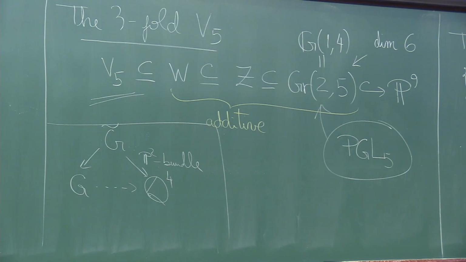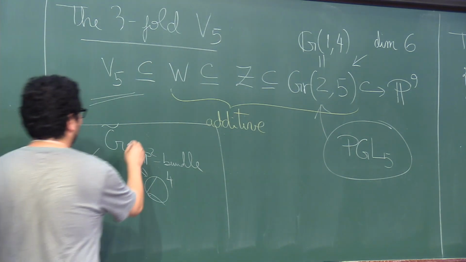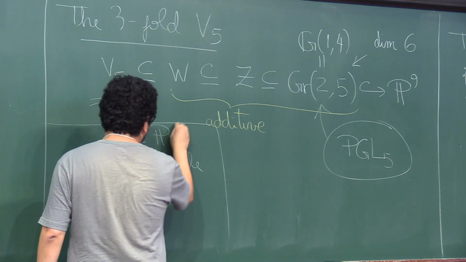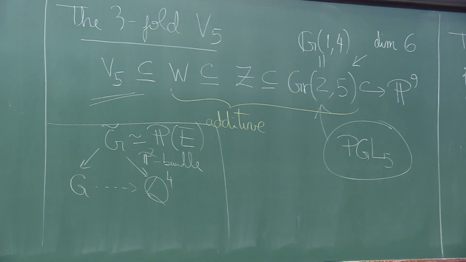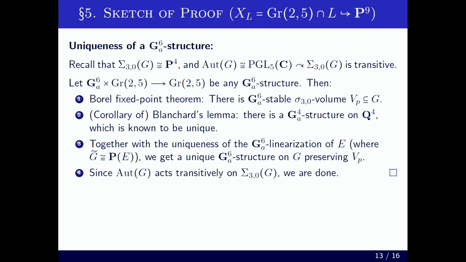And G twiddle is very explicit. I won't tell you what it is, this vector bundle, but it's a canonically attached vector bundle to this quadric. So you can actually prove that the action upstairs has to be unique, for this particular volume that you picked for doing the whole construction, and since the action of the automorphism group is transitive, well, essentially any volume works. So that's a brief sketch of the proof.